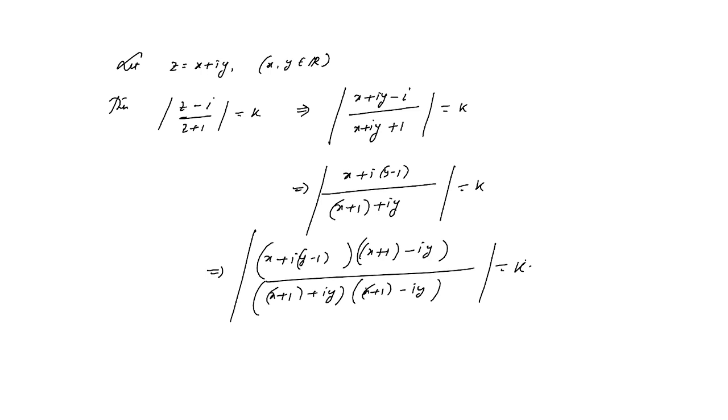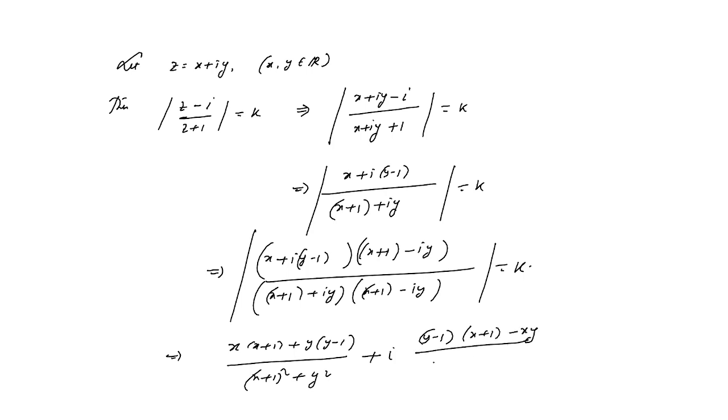Now just after simplification we will get x into x plus 1 plus y into y minus 1 by x plus 1 whole square plus y square, plus i times y minus 1 into x plus 1 minus xy by x plus 1 whole square plus y square. Just we make the form capital A plus iB pattern, that is equal to k.